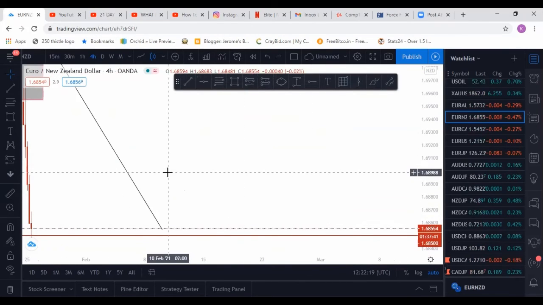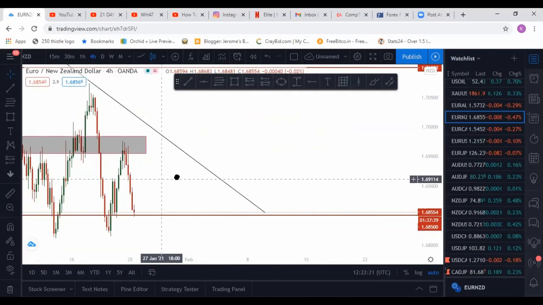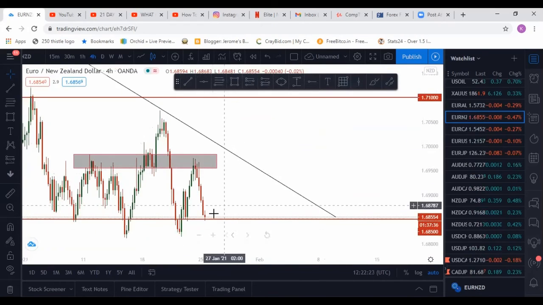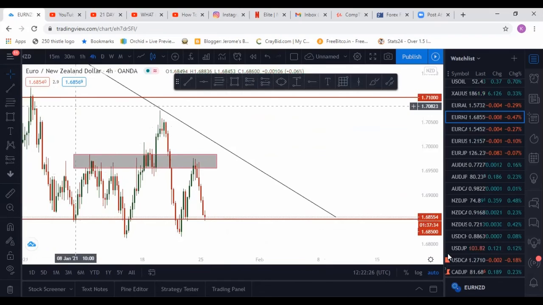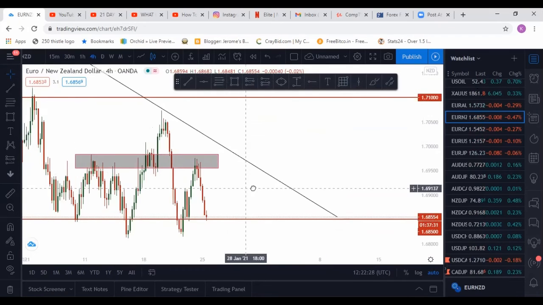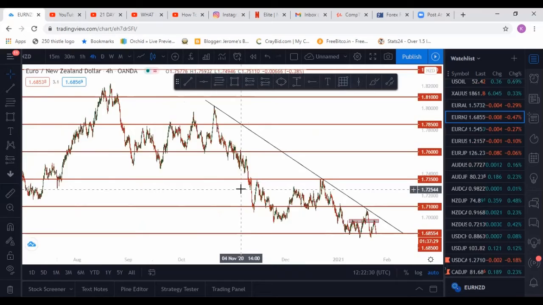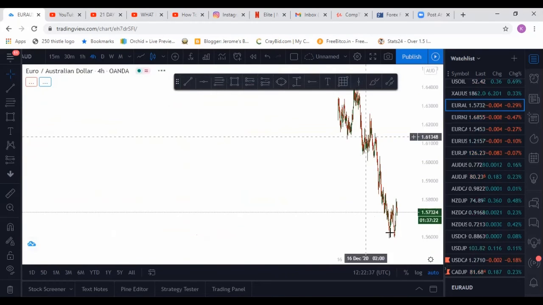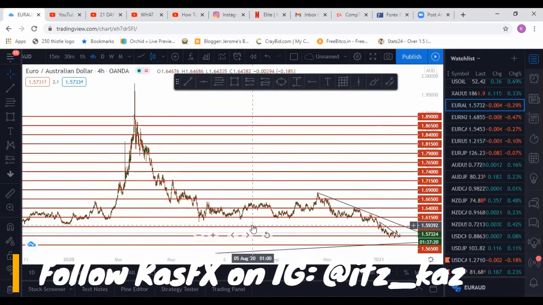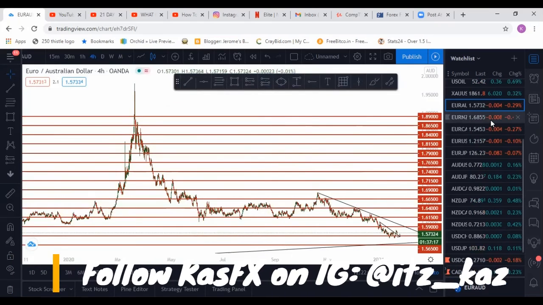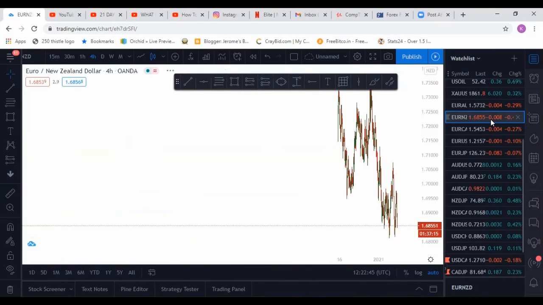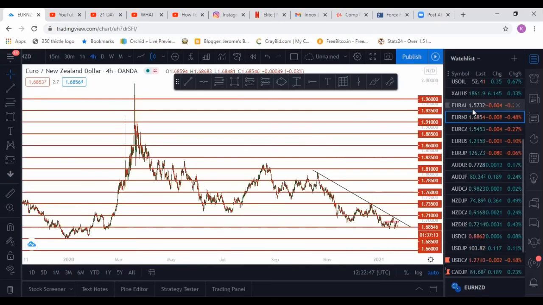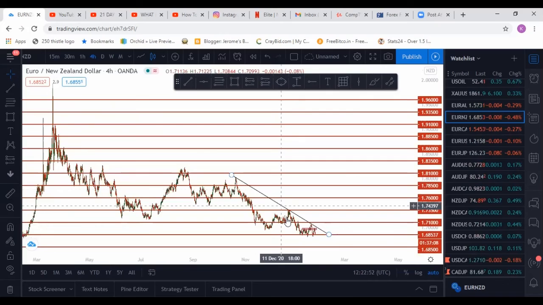For those of you that know about pairs correlation, we're looking to sell Euro NZD, and definitely you are looking to sell Euro AUD too. So by the time you're getting to this range on Euro NZD, you might also be looking for a change in trend on Euro AUD too, because it's definitely going to be short too. Euro NZD and Euro AUD are correlating pairs with the same movement in the same direction. Highly correlated pairs.